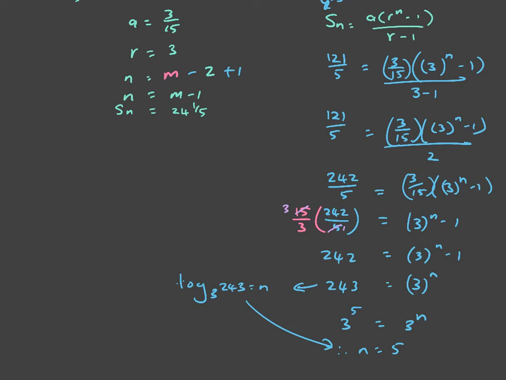Okay, so now we know what n is, all right? So n is equal to that. But we need to find m. So let's look at this quickly. So we know that n is equal to m minus 1, right? We now know what n is. n is equal to 5. Okay, so 5 is equal to m minus 1. Therefore, what will m be equal to? m will be equal to 6.